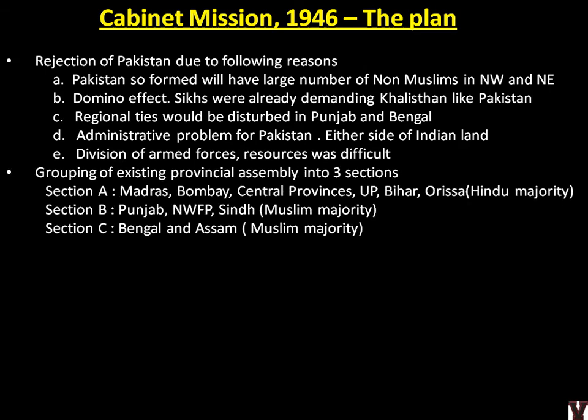Second one is the groupings. They decided to group all the existing provincial assemblies, because there are a lot of assemblies for which elections were happening.